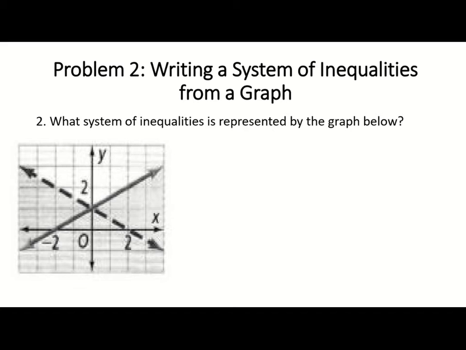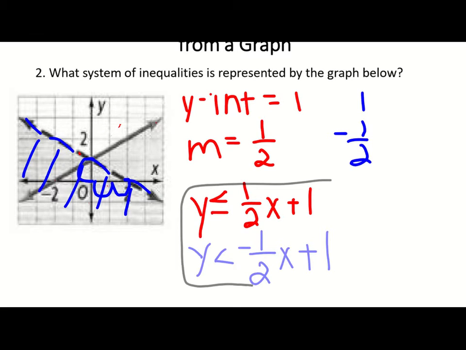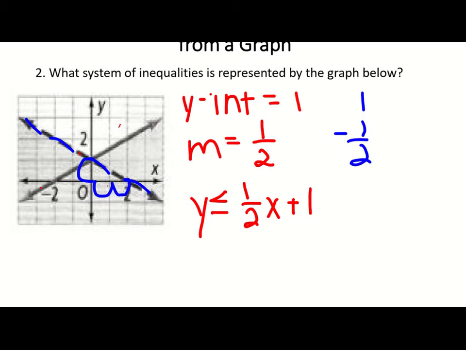So when I go to write this inequality, I'm going to have y, and then I have negative 1/2 x plus 1. And if I try to figure out where this one has been shaded, this one also has been shaded below the line. So if I'm shading below the line, it's less than. There is no equals to with this one because it was a dashed line. So my system of inequalities would be represented by these two inequalities right here.